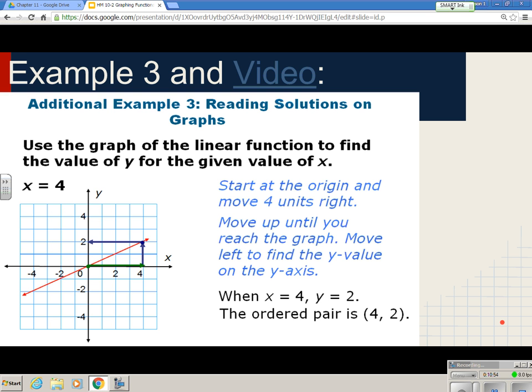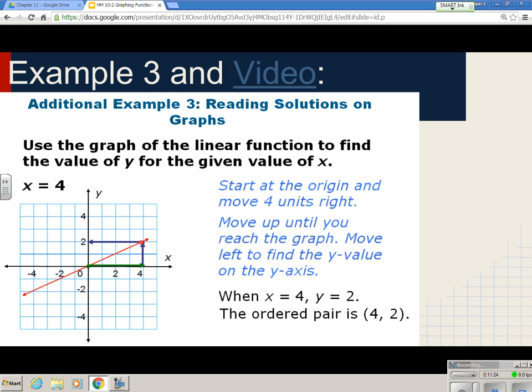Because we were given x equals 4, what you want to do is start at the origin. And the origin, you should remember, is 0, 0. So if we start at 0, 0 and it says x equals 4, the x-axis is the one that goes left to right. That means that we have to move 4 spots. 1, 2, 3, 4. Now the next step says to move up until you reach the graph, or at least the line on the graph.